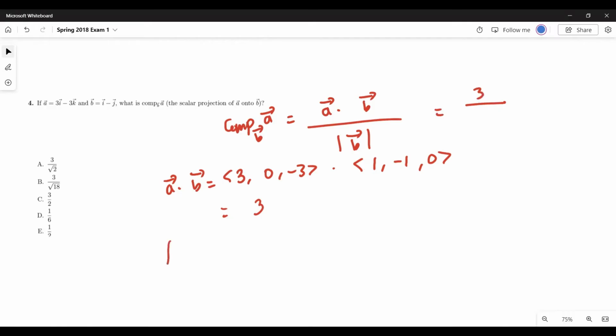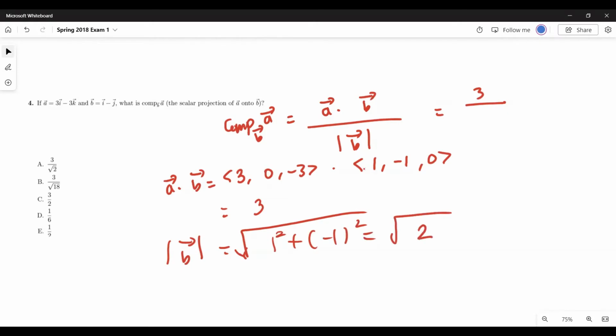And then we want to find the magnitude of vector B. This is just squaring each component and then taking the square root. So 1 squared plus negative 1 squared. This just becomes the square root of 2. So it's just 3 over the square root of 2. So the answer is A.